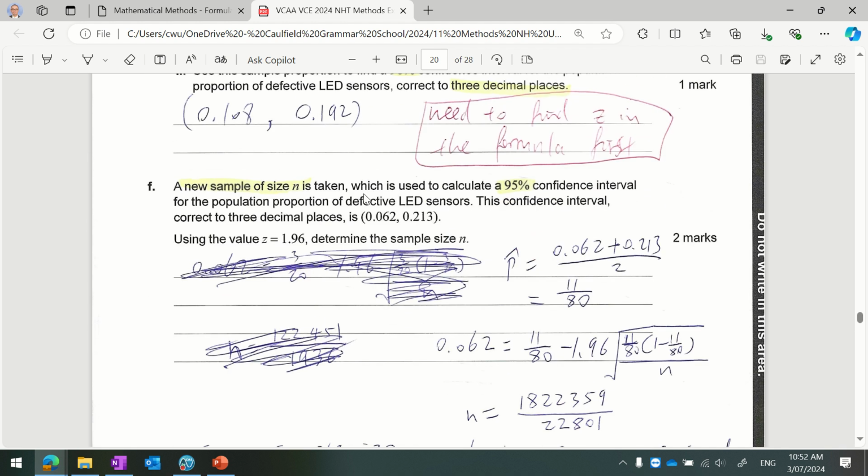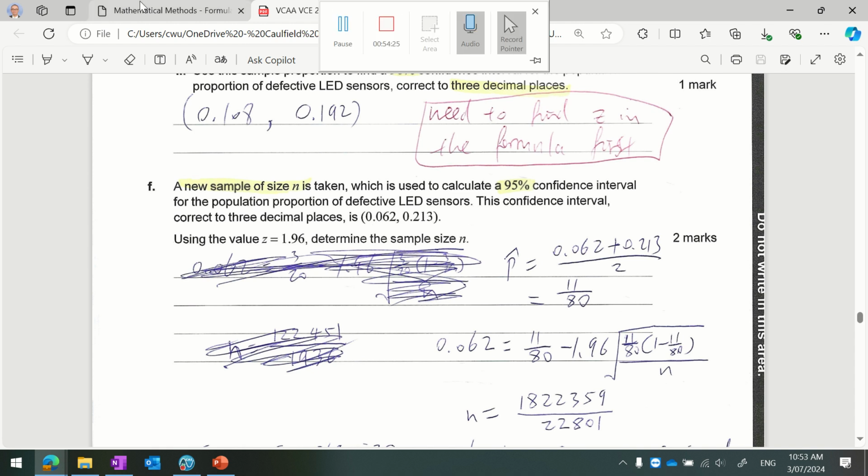Okay, and then the question says a new sample of size n is taken, and it is used to calculate a 95% confidence interval. And it turns out that the 95% confidence interval is this much here. And use the value z equals 1.96, determine the sample size n.